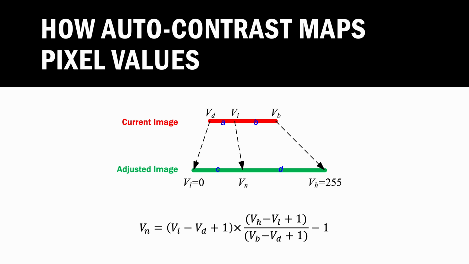You can think of the red line as an elastic band stretched between VD and VB. When we pull it outward to cover the full range from VL to VH, every point in the middle is stretched proportionally. So the original VI in red becomes VN in green. The formula at the bottom captures this proportional relationship. It makes sure that the spacing between pixel values in the original range is preserved when we stretch them into the new range. That is how we calculate the adjusted pixel value VN.